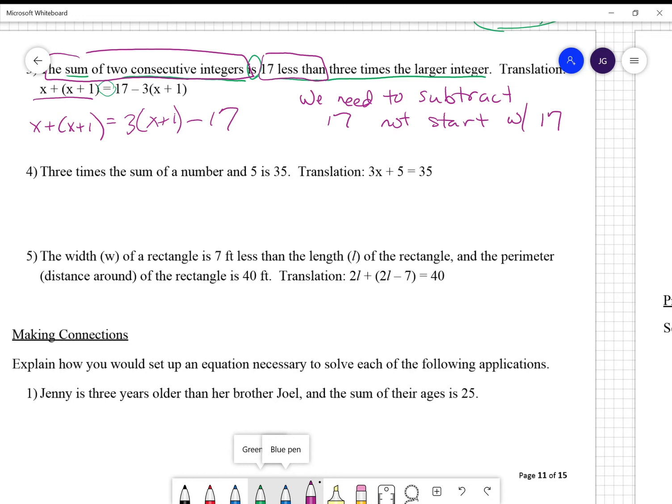Okay, next example. 3 times the sum of a number and 5 is 35. This says the translation is 3x plus 5. 3 times a number plus 5 is 35. If I want 3 times the sum, I'm going to need parentheses. We need to multiply 3 times the sum. So we need parentheses.